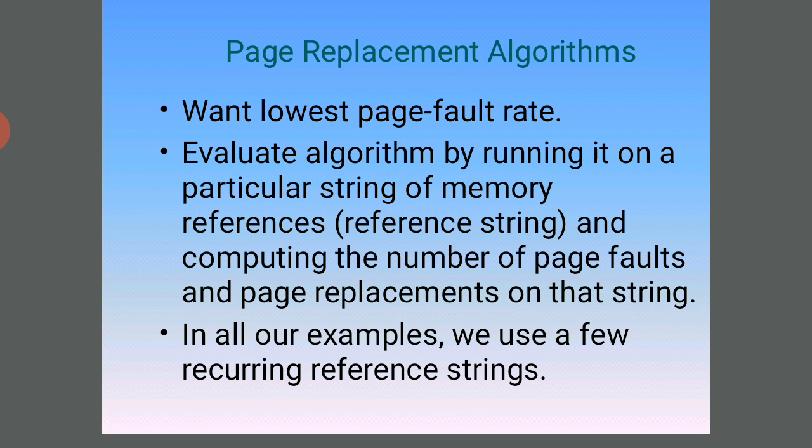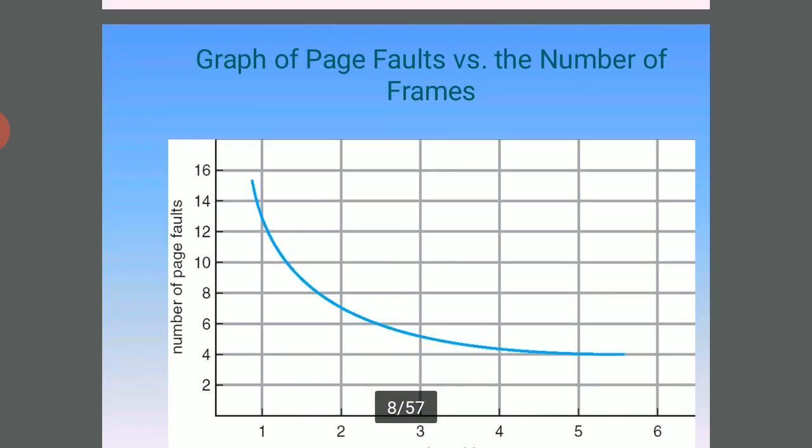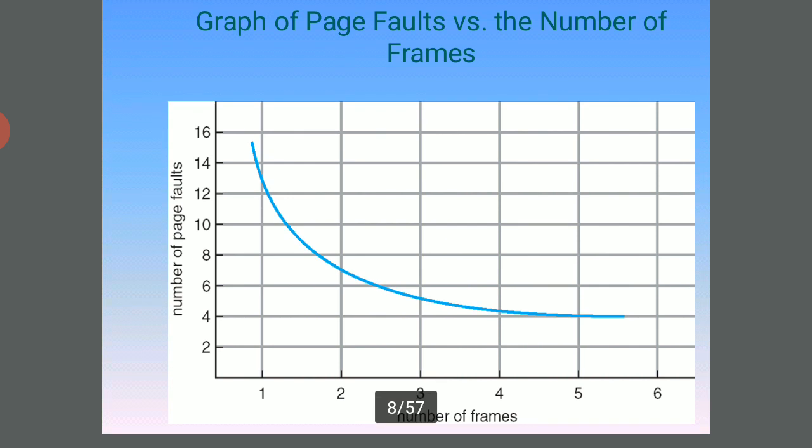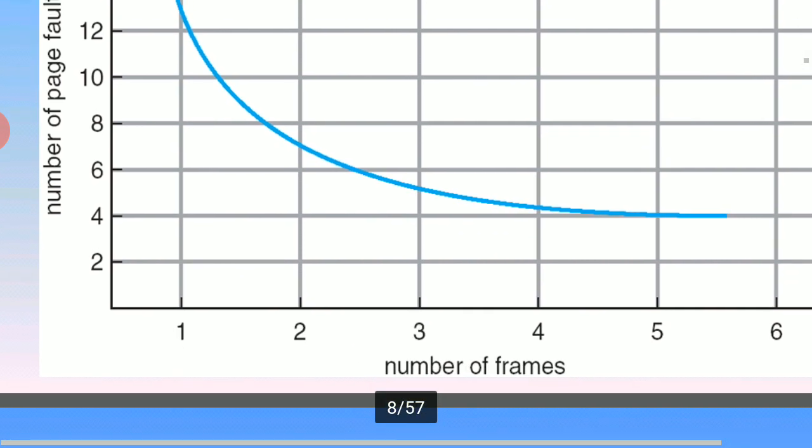We evaluate the algorithms by running them on a particular string of memory references, called a reference string, and computing the number of page faults and page replacements on that string. In all our examples we use a few recurring reference strings. Here is the graph of page faults versus the number of frames, from 2 to 16.